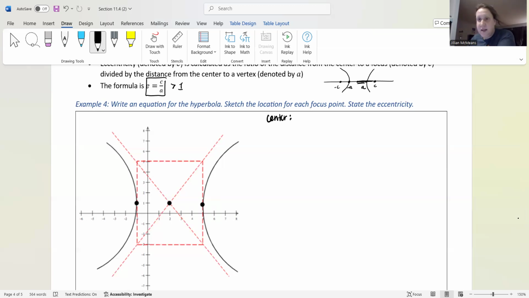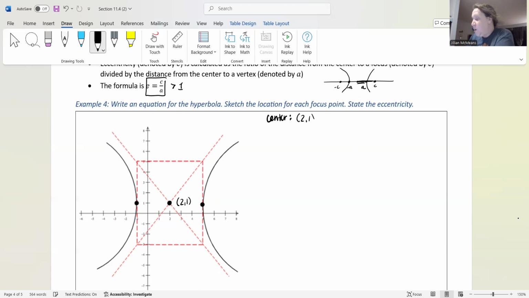You can see here they're using that rectangle method that I've shown you for graphing, where we draw a box from our co-vertices to our main vertices. We draw a little box encompassing all of those. And then we have our asymptotes that crisscross through the center through those boxes. So the center was given to us. From the origin, we went out 2 and then we went up 1. So our center is the point (2, 1).